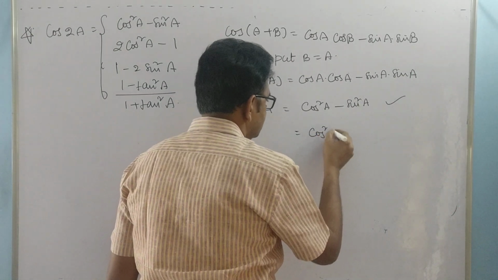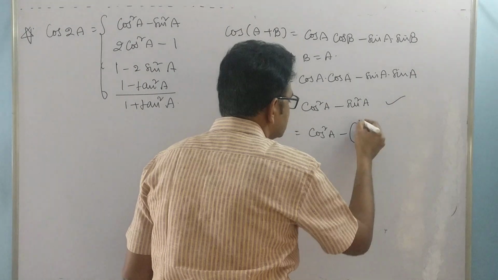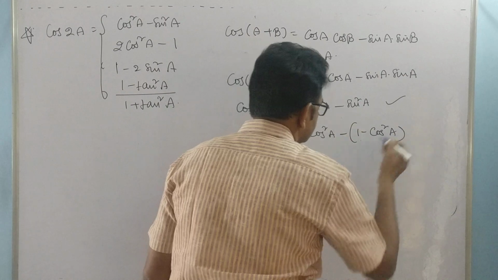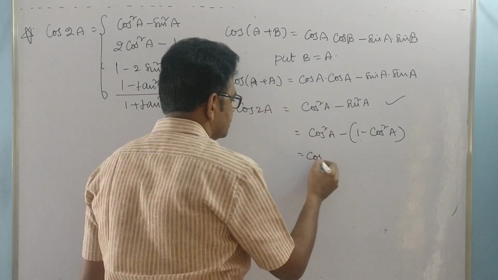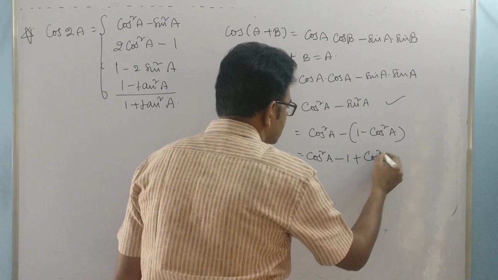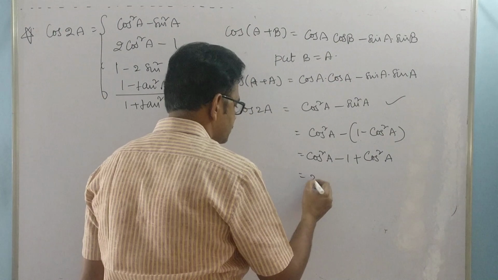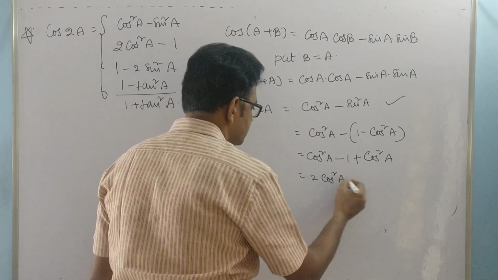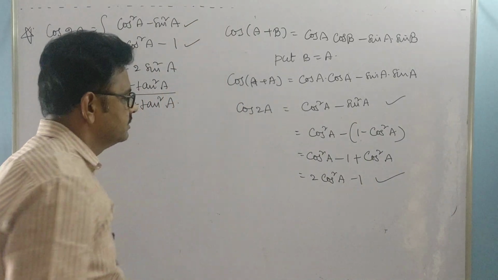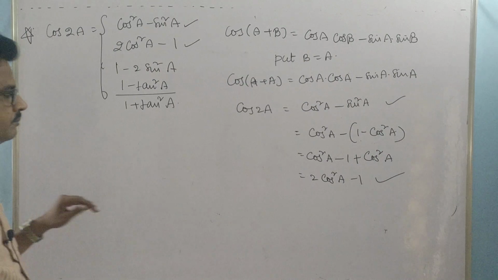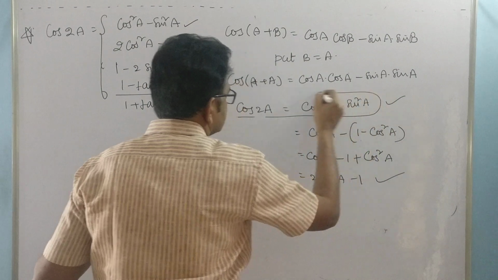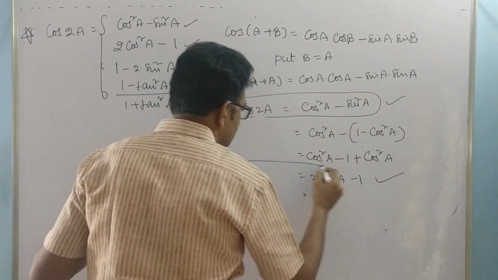That is equal to cos square A minus, sin square A can be written as 1 minus cos square A. That is equal to cos square A minus 1 plus cos square A. That is equal to 2 cos square A minus 1. So this is one formula, 2 cos square A minus 1. Okay. And this is also cos 2A.